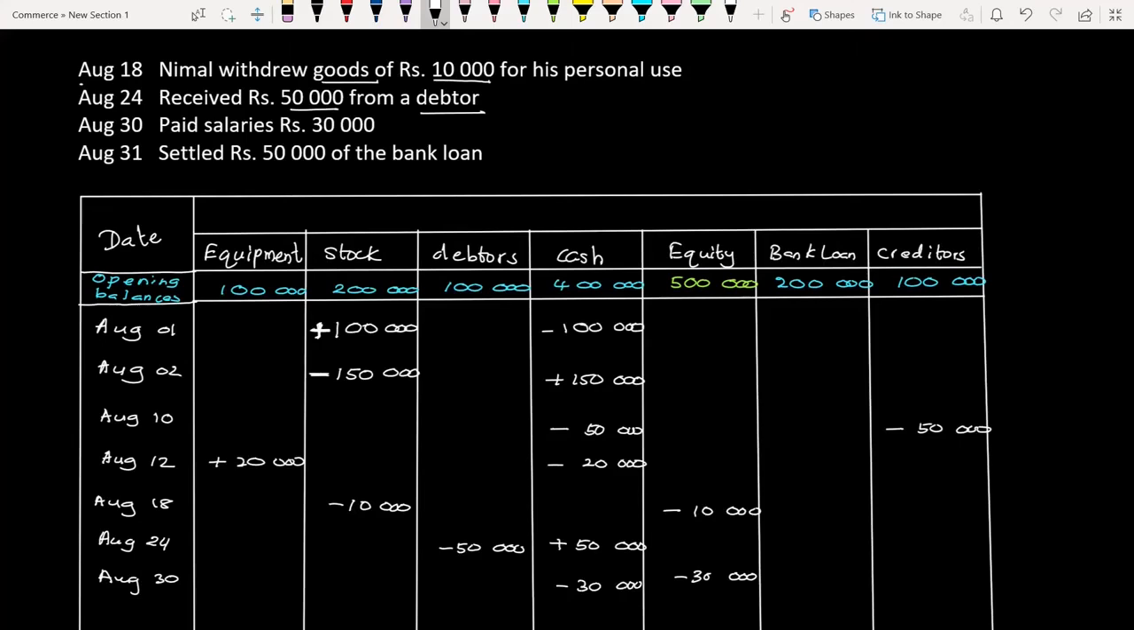The last transaction, 31st of August, settle 50,000 of the bank loan. When the business settles a part of the bank loan, the business has to make a cash payment to the bank. So cash of the business decreases by 50,000. On the other hand, the liability called bank loan also decreases by 50,000.